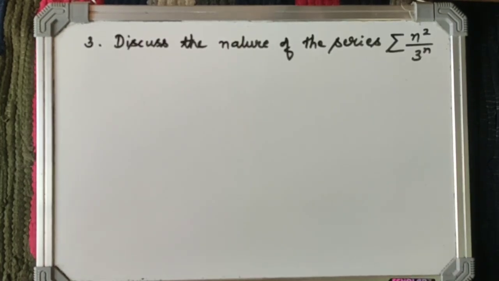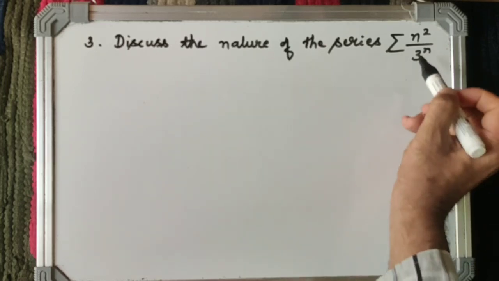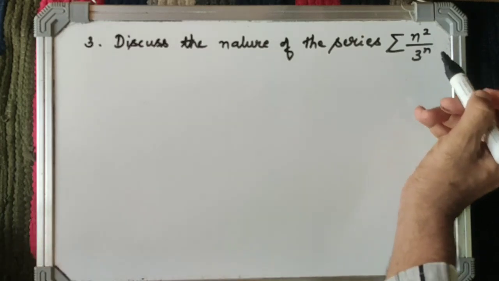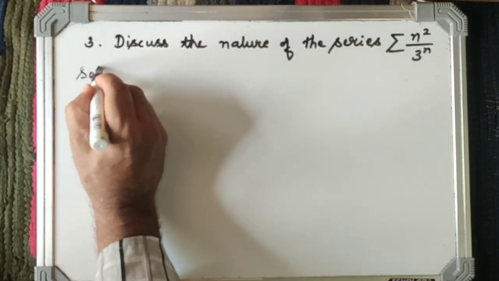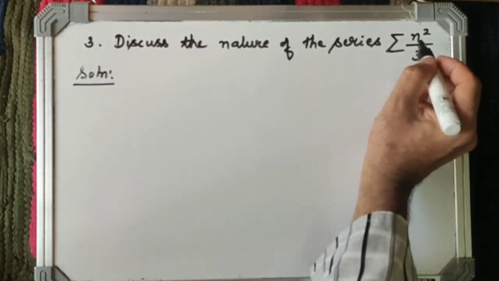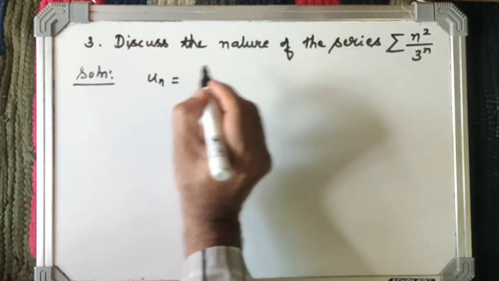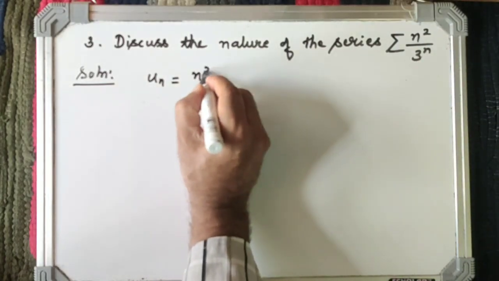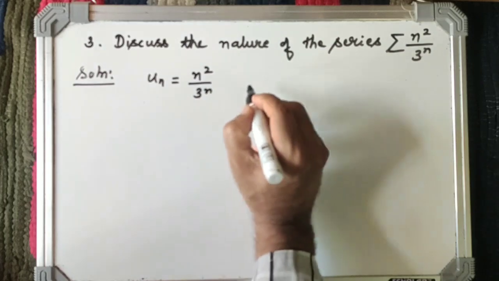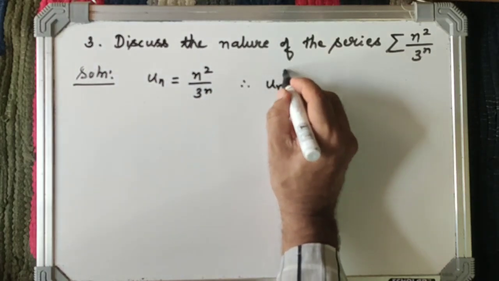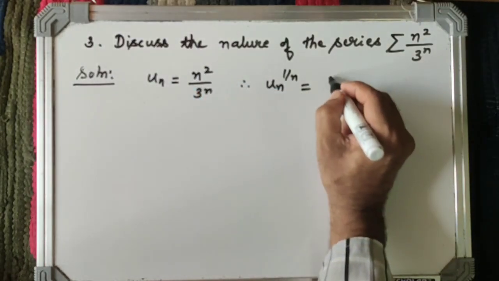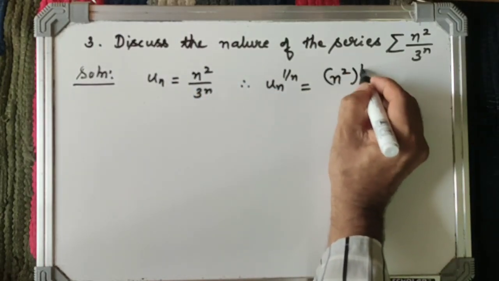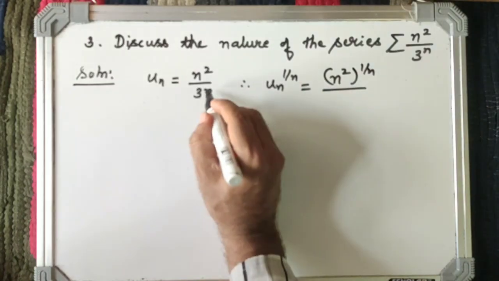So let us consider this problem. Discuss the nature of the series summation n square divided by 3 power n. Once again we have power n here, so we will use Cauchy's root test. Solution: we'll take the nth term un, which is equal to n square by 3 power n. Therefore un power 1 by n will be equal to n square power 1 by n divided by 3 power n power 1 by n.